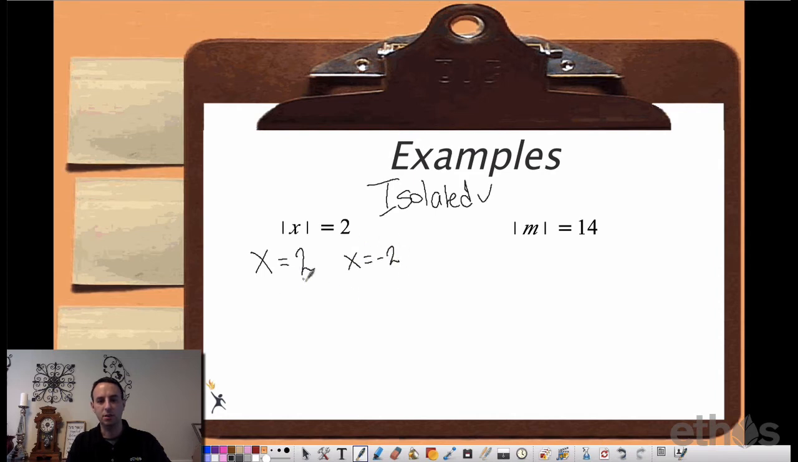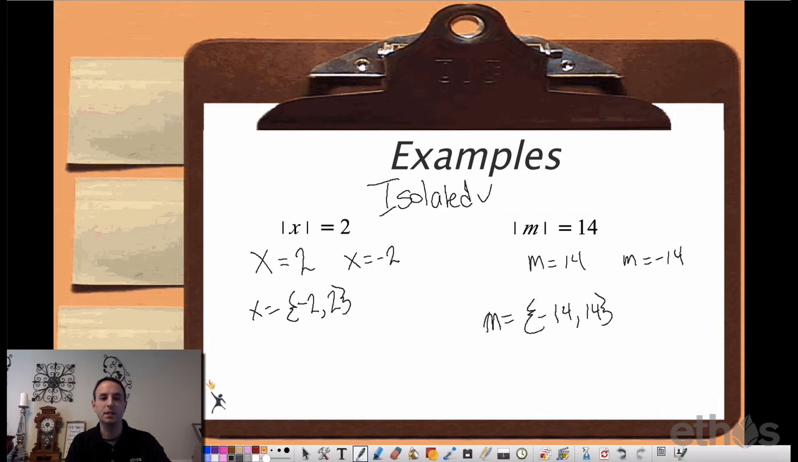You can see this one's already solved, so you would say the answer is -2 and 2, x is equal to those two numbers. And the same thing over here. So you have the absolute value of m. We'd say m is equal to 14, and m is equal to -14. Those are both solved, so you'd say the answer is -14 and 14, because they have the same distance from 0.